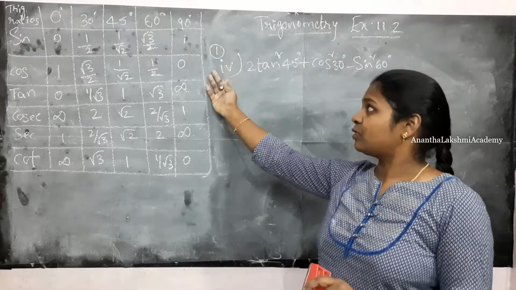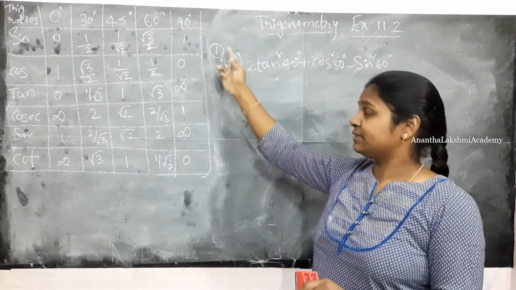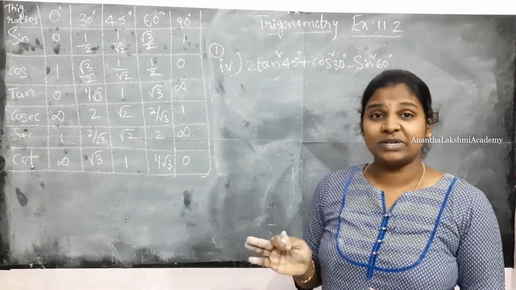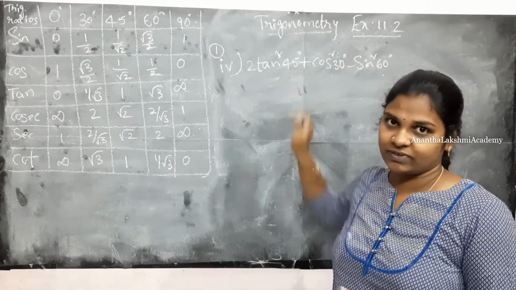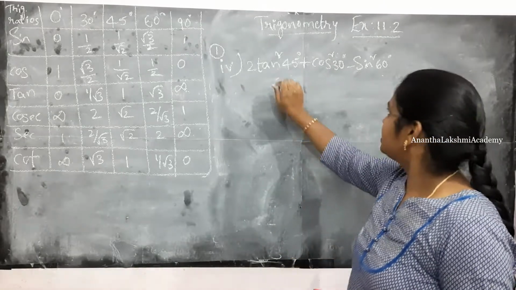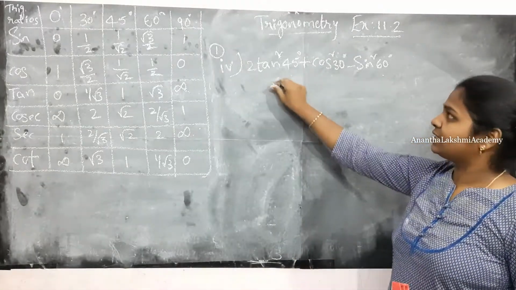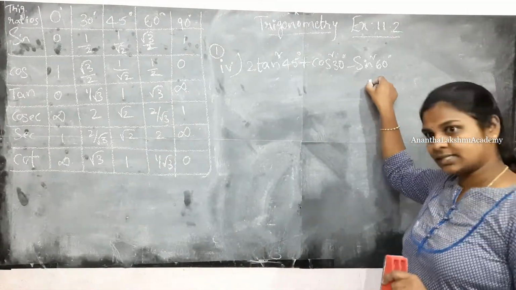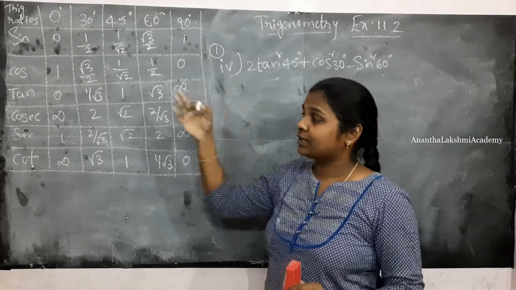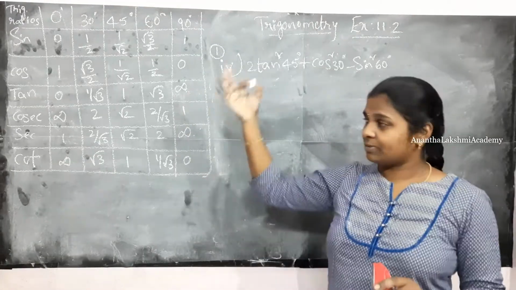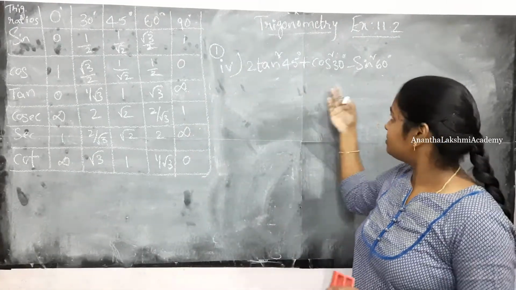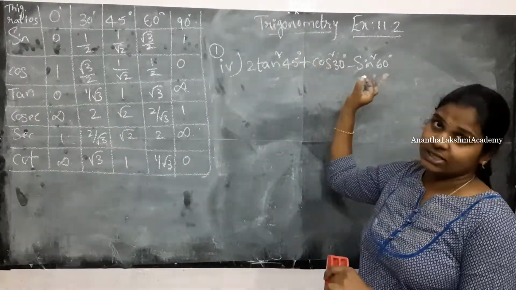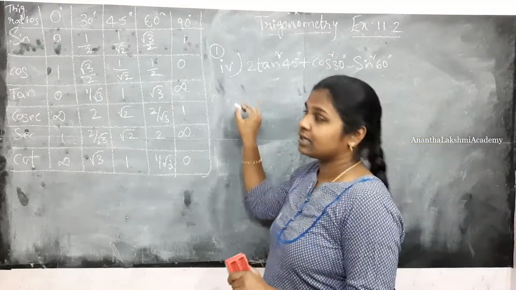This is the first problem I'm going to solve, the fourth bit in the first problem. All of them look similar to me, so I thought it would be helpful if I simplify this part. If you look at this problem, this is 2 tan square 45 degrees plus cos square 30 degrees minus sin square 60 degrees. From the trigonometric table, we just have to substitute the values of the corresponding angles, but there is a square associated with them. So let's simplify that.